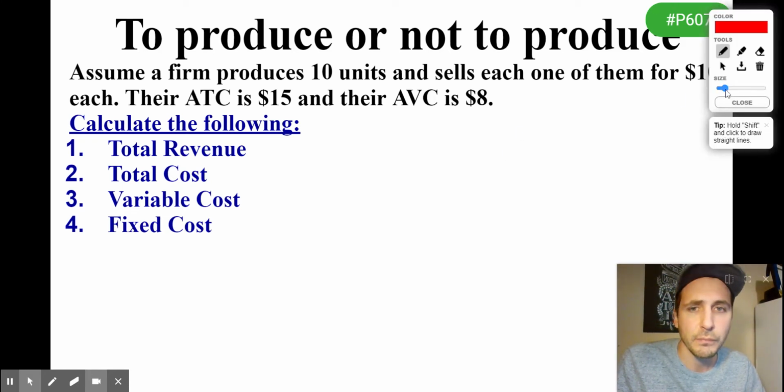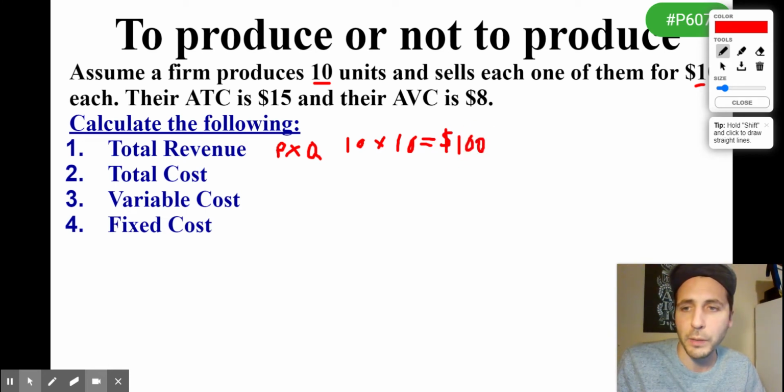Here we go. So how do I find total revenue? Well, I know total revenue is going to be my price times my quantity, right? So I jump up here, it says the firm produces 10 units and they sell each of them for $10. So price times quantity is going to be 10 times 10, or $100.